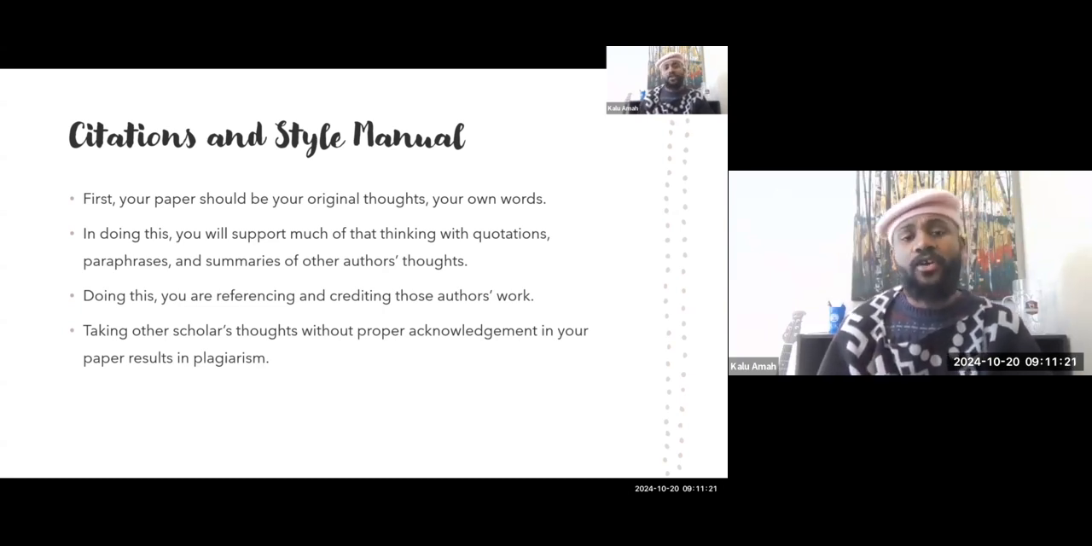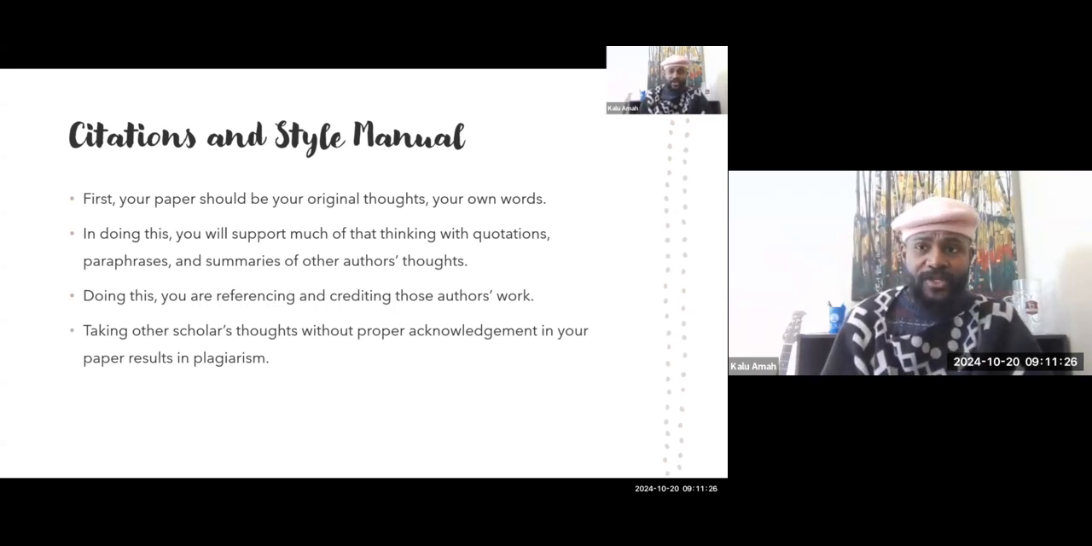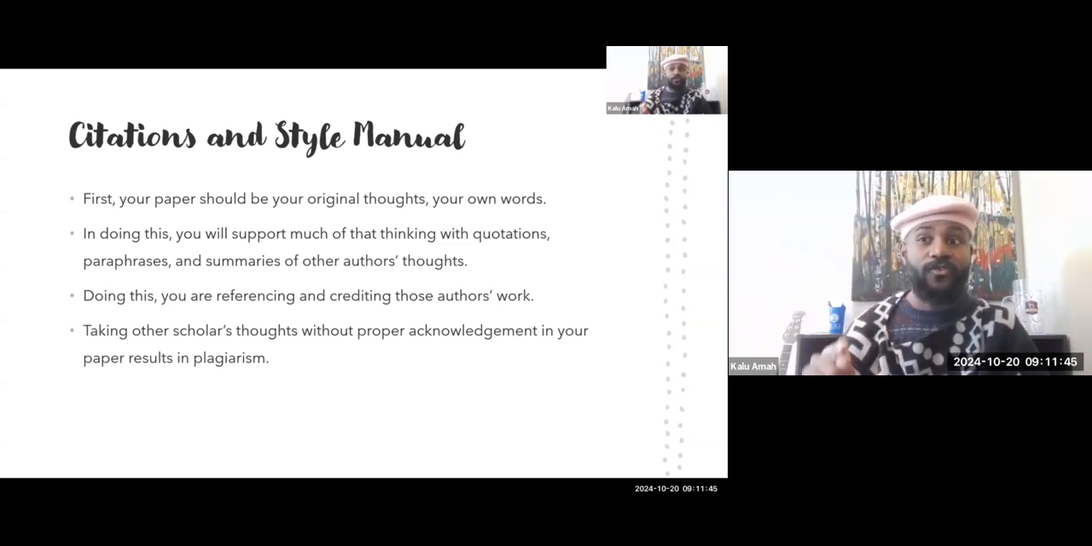Thank you. So taking other authors' thought without proper acknowledgement in your paper results in plagiarism, like I've mentioned before. So plagiarism is not acknowledging people properly, not just not acknowledging people. Sometimes we think we acknowledge people, but the fact you are not acknowledging them properly, you're also plagiarizing. If you published a paper and you are writing a new paper and you want to borrow thought from your own paper and you don't cite yourself properly, you're also plagiarizing yourself. So it's an offense too.